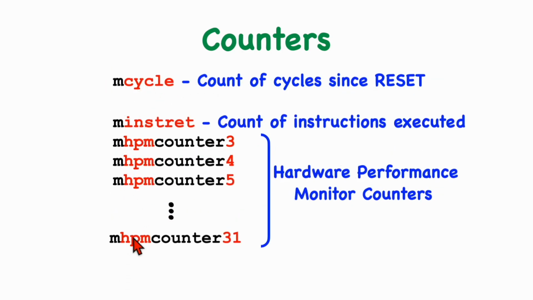The names of the counter registers are shown here. We have cycle, which counts the number of clock cycles. We have inst-ret, which is instructions retired, and that's just how many instructions have been executed to completion, that is, retired. Then we have a bunch of registers that are just numbered. These are called hardware performance monitor counter 3, 4, 5, and so on up to 31.